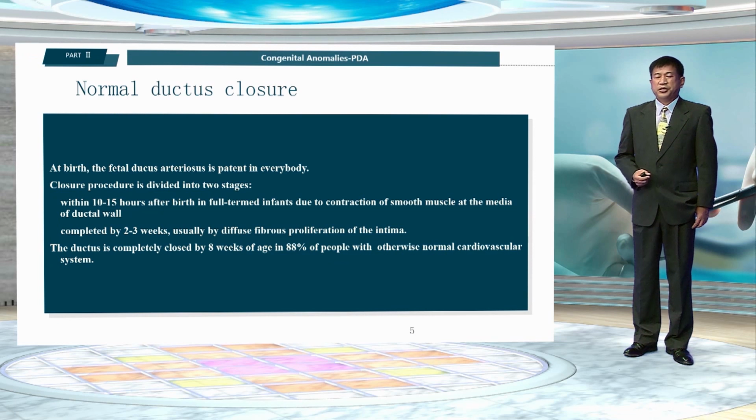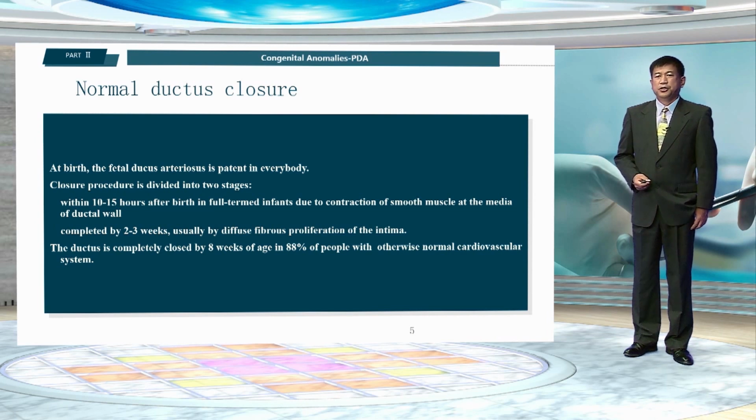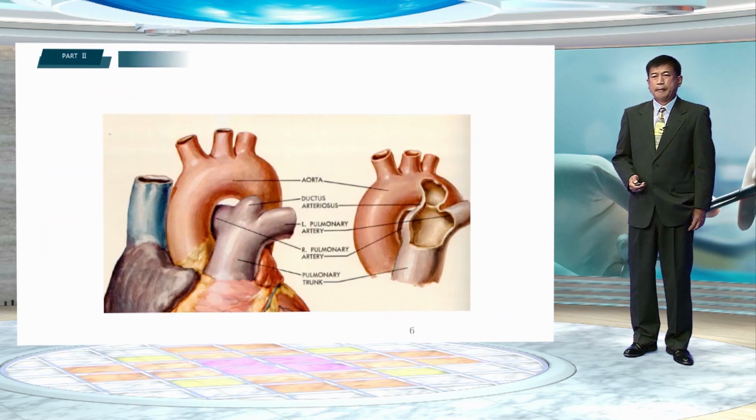You should know, before birth, the fetal ductus is present in everybody, because it is an integrated part in fetal circulation. After birth, after the first cry, the lungs begin to work. This initiates the closure process of a PDA. So by age of 2 months, in 88% of children, the ductus is closed completely.